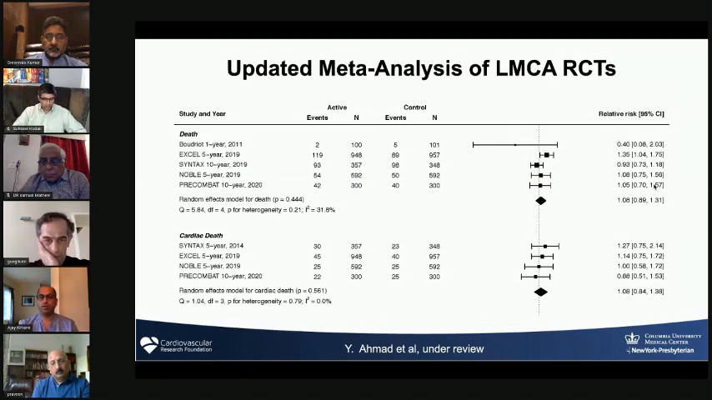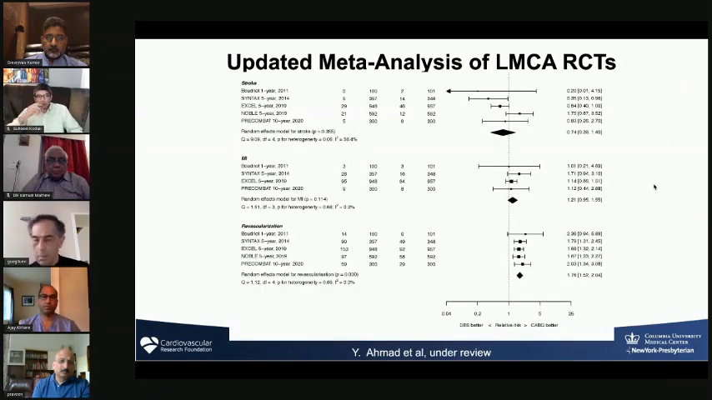Remember, EXCEL was the largest trial, and there was an increase in mortality. But the question for patients is, if you ask a patient if there's a marginal 1% difference in mortality, in other words, you have to treat 100 patients to save one extra life, what would they pick? And that's why it's important to put these things in perspective.